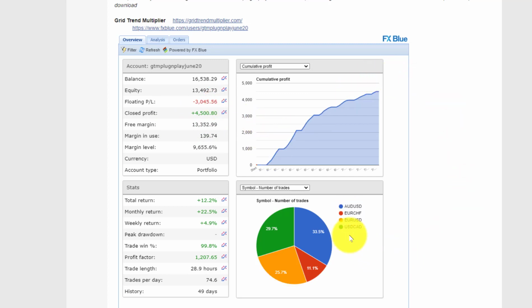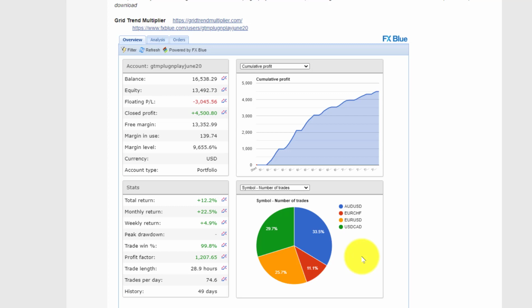You can see the 4 currencies that are being traded. As I said earlier, you need to diversify your currencies over low volatility currencies, and there they are. There's the diversification. Also, I'm trading 3 strategies: an aggressive, conservative, and balanced strategy for each one. That's where the 12 accounts come from, and the settings for those 12 accounts are actually built into the GTM plug and play version.